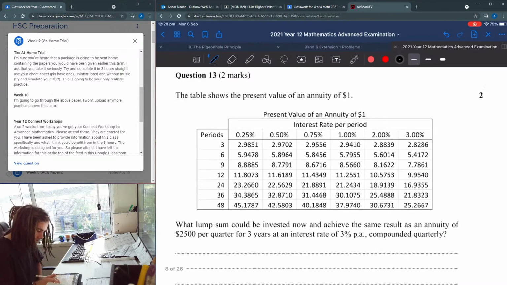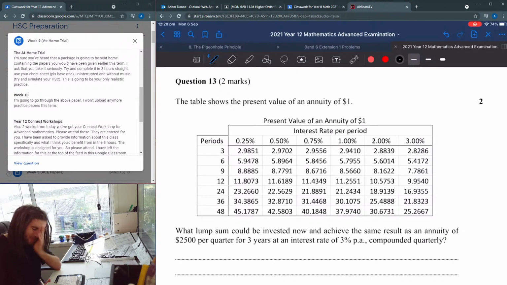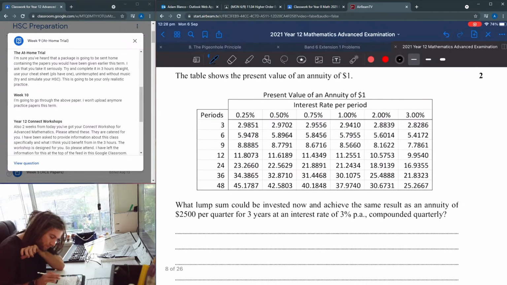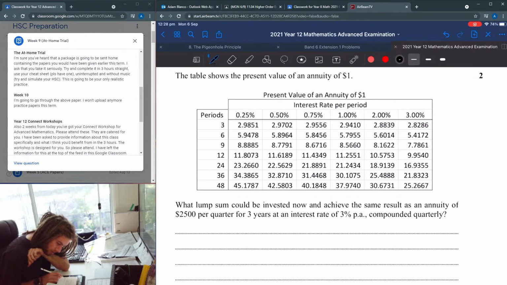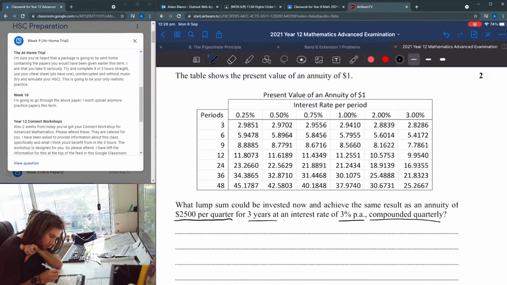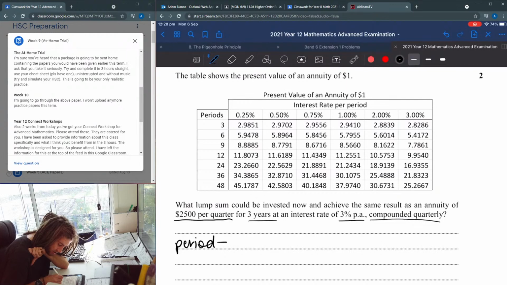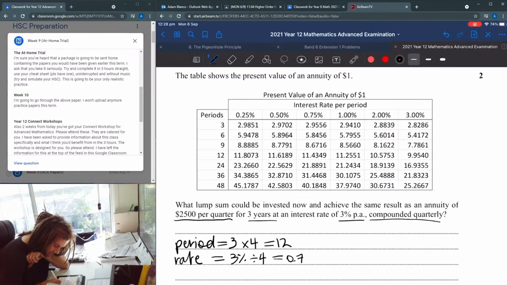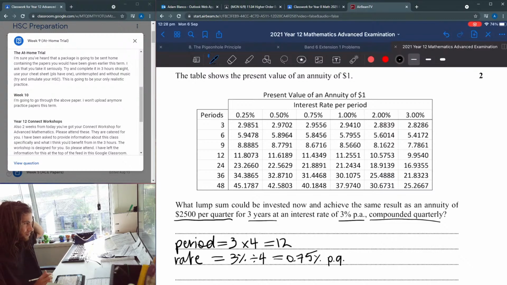Okay. Annuity question. Love it. The way they word these are so dumb, but it's essentially just, here's an annuity table. This is how much I'm putting in for 3 years at this rate, but it's compounded quarterly. So my period is not going to be 3 years. It's going to be 3 times 4, which is 12 quarters. And then my rate is going to be, instead of 3% per annum, I'm going to divide it by 4. So then that's 0.75% per quarter. Per quarter? PQ? Is that a thing?